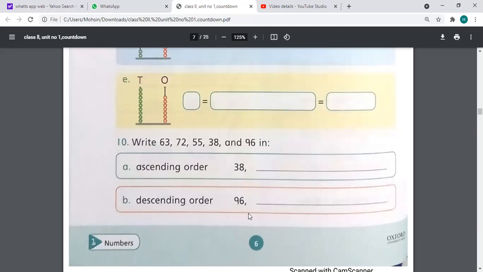And descending order means you have to write the biggest one first. The biggest one is 96. And before 96, which one is next? We know 72, and we write till the smallest one. We are going to end with the smallest one. That is 38. So your last answer is 38 in this line.